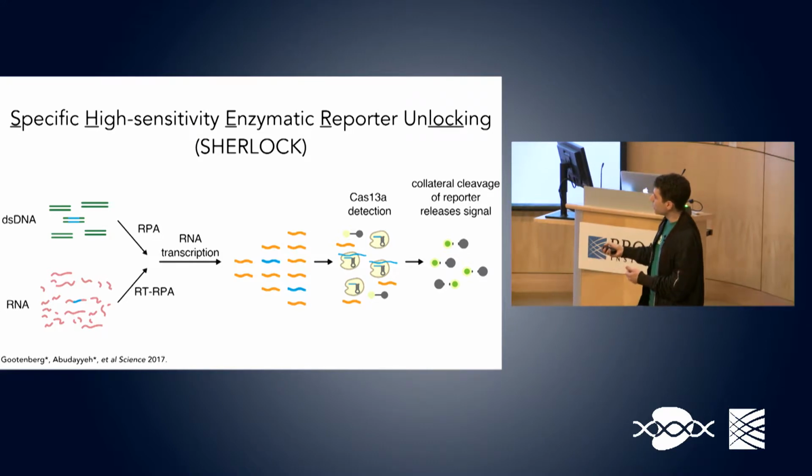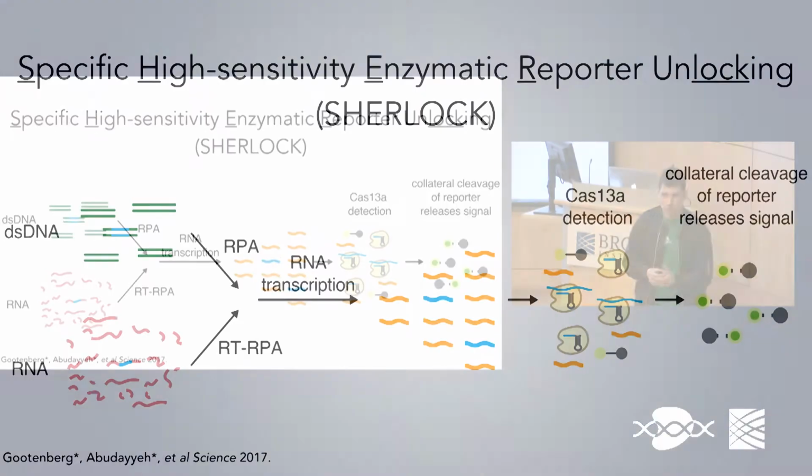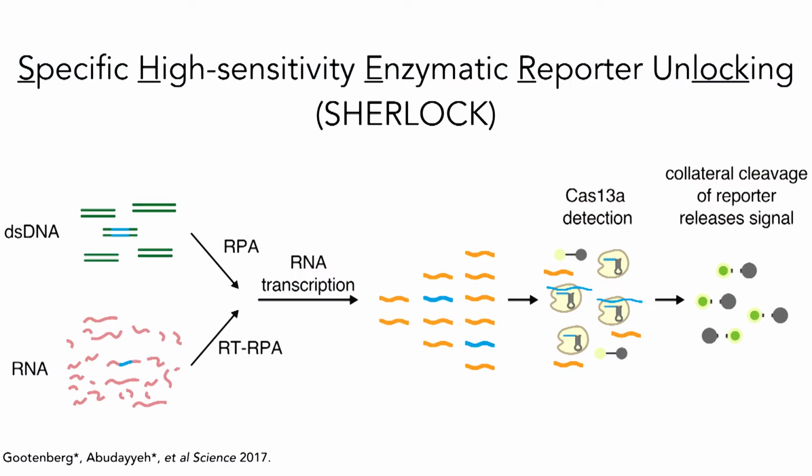So what we can then do is take either DNA or RNA and expose them to this isothermal amplification to create a large amount of DNA. Then we can actually turn that back into RNA using RNA transcription. And then once we have our RNA, we can detect it very specifically with Cas13, leading to both a very specific and sensitive tool.